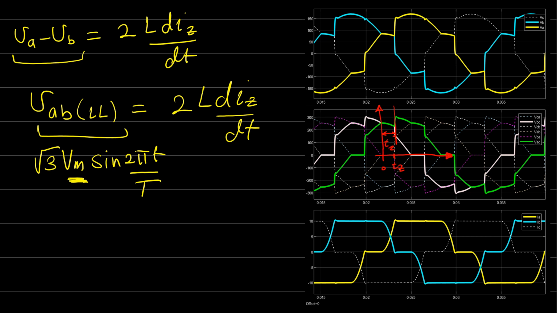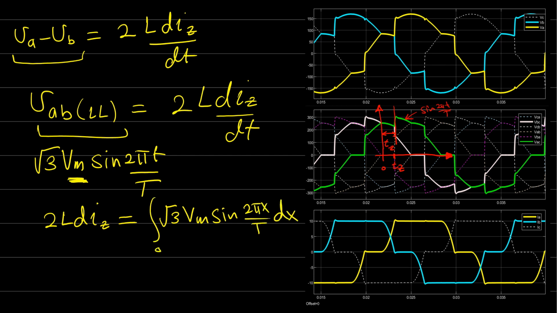But at this point, this is not sine 2 pi t over T. I will say this is sine 2 pi x over T, for example. And this x is the shifted time. So here, 2 L dIZ is equal to the square root of 3 V maximum sine 2 pi x over T dx, integration from 0 to Tz, and this integration from 0 to I out, because here the current is changing from 0 to I out.